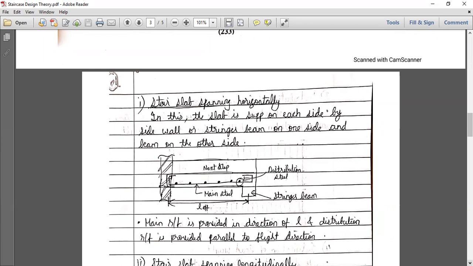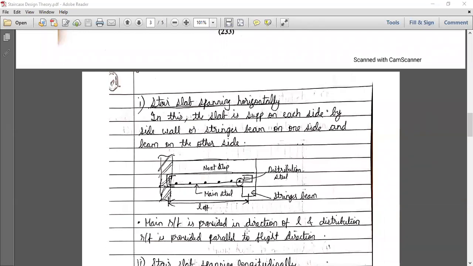Yes, sir. Okay, so here you can see the section of a staircase. So this is a support or a wall, and this is the main steel. Okay, so this is the main steel I have shown here. If the placement of the main steel is like this, horizontally, then we say that the slab of the stair is spanning horizontally. Is this clear?